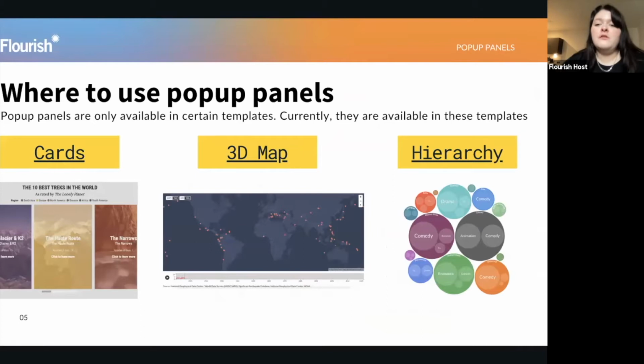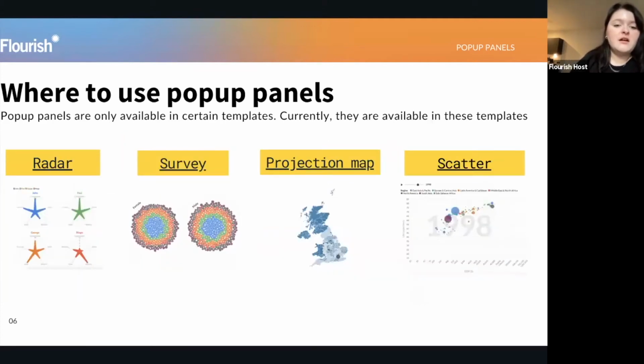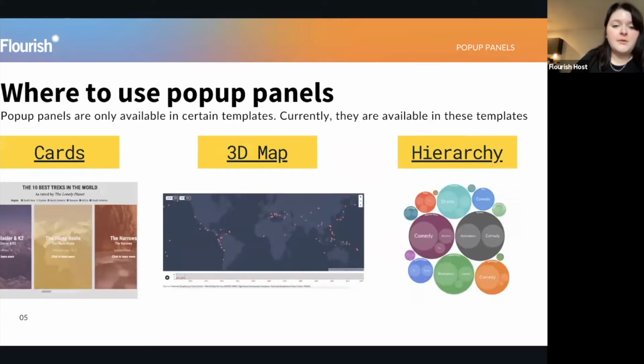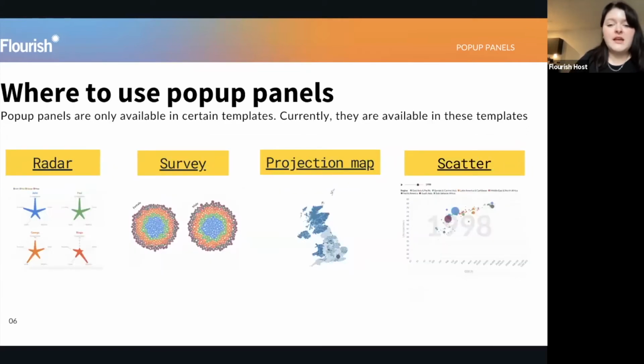There are only a certain number of templates that currently support the pop-up panels. At the moment, these are cards, 3D map, hierarchy, braid chart, survey, projection map, and scatter. Originally, it was only a couple of them. So, for example, I think it was only cards, projection map, and scatter, possibly. So we are constantly adding this feature into more templates that it is relevant to. So you will be able to expect them to pop up in more in the future.